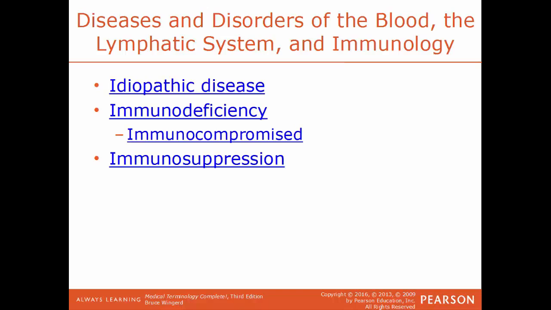And last one here, immunosuppression. This is either the partial or the complete suppression of the immune system. This is usually used when you're talking about someone receiving an organ transplant. Now this can be induced by some drugs, such as chemotherapy drugs.